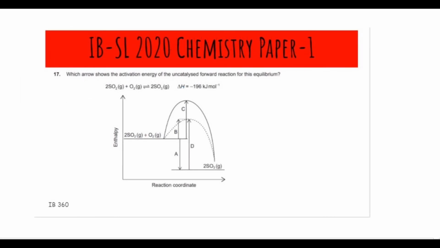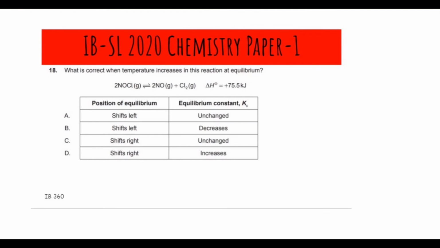Now in the next question, we need to find out which arrow shows the activation energy. It's really easy. The reaction from here follows this pathway, and if you use a catalyst, then it would follow this pathway. But here we need to find it for the uncatalyzed reaction. So the maximum energy, or the energy that is required for this reaction to proceed towards completion, is C. Option C is our correct answer because C is the activation energy of this reaction. So C is the correct answer for question 17.